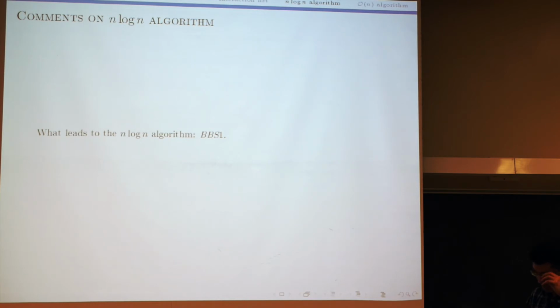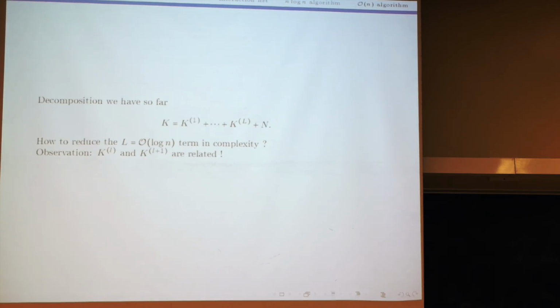Now we sit down and think about what kind of trick leads to the n log n algorithm. We see that the only tool we use is the Taylor expansion and the corresponding matrix factorization, BBS1, for well-separated clusters.